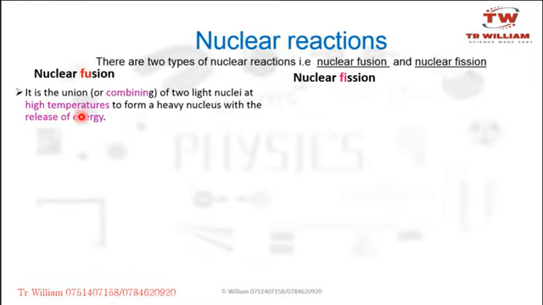If you look, there are key terms here. One is union or combining of two light nuclei at high temperatures to form a heavy nucleus. But as they are joining, they release a lot of energy. So those are three key things you need to look out for. One, combining. What are combining? Two light nuclei. When they combine, what will they form? They will form a heavy nucleus. When they are forming a heavy nucleus, what happens? There is a release of energy. That is what we call fusion, Fu.